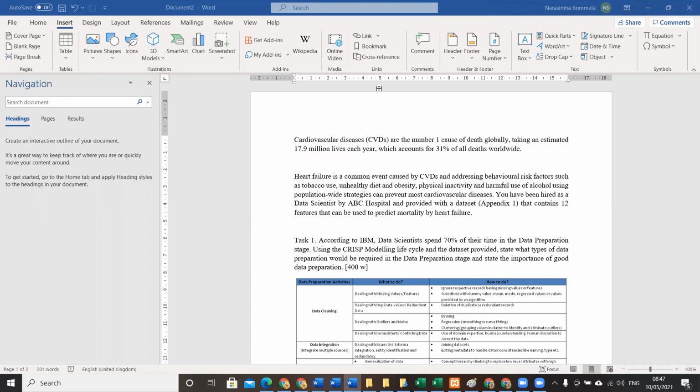This is a data analytics task, and we are trying to apply a data set that is given about cardiovascular disease on a machine learning algorithm. So this is the basic detail related to the data set and what kind of activity we are performing.